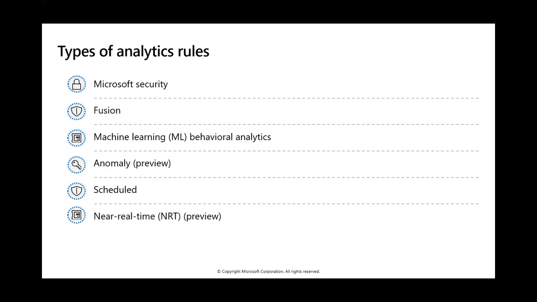There are also near real-time rules, or NRT rules. Sentinel near real-time analytic rules offer fast threat detection and the ability to shorten response times in specific scenarios. They provide up-to-the-minute threat detection out of the box. This type of rule was designed to be highly responsive by running its query at intervals just 1 minute apart.